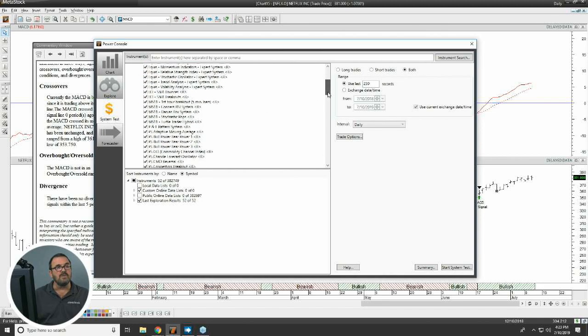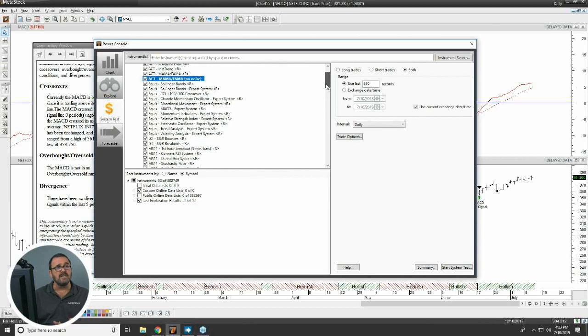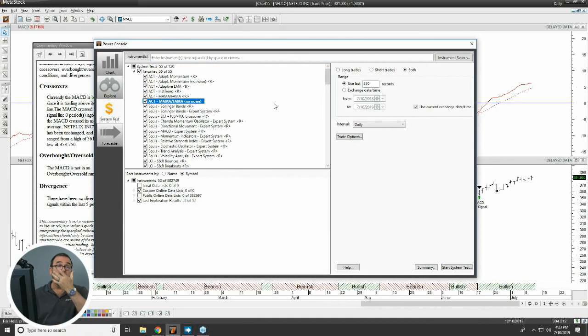The reason I've chosen them is, one, they're just basic all-around systems. You don't have to have an add-on to have them. And also, they're not optimized. An optimized test is a little more intensive and takes a little more time, so I'm trying to keep things brief and make it simple. So we're going to run these systems against the FANG stocks, which, I'm sure you know, are Facebook, Amazon, Netflix, and Google or Alphabet.